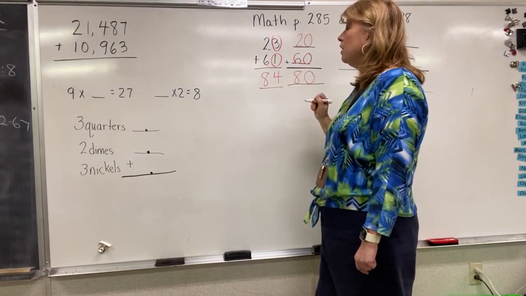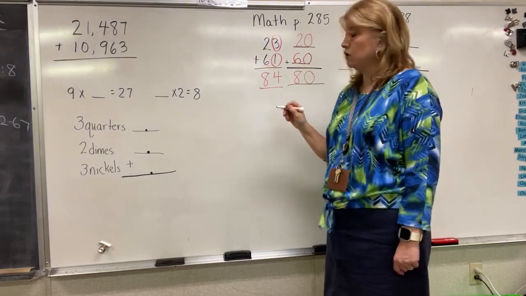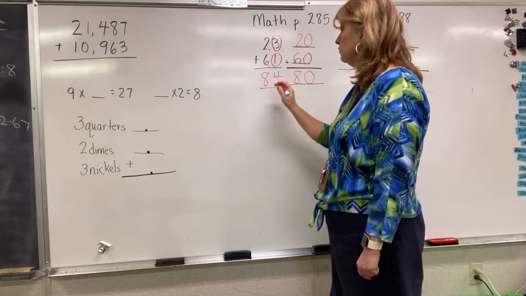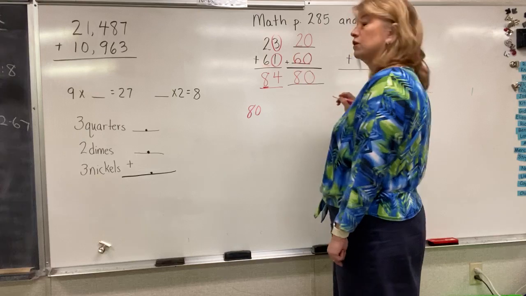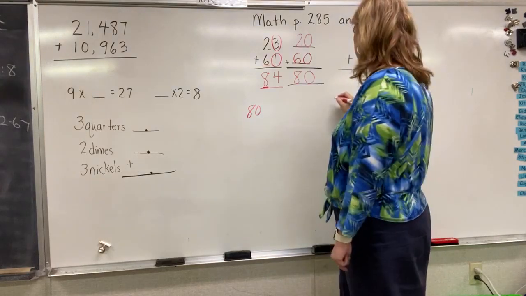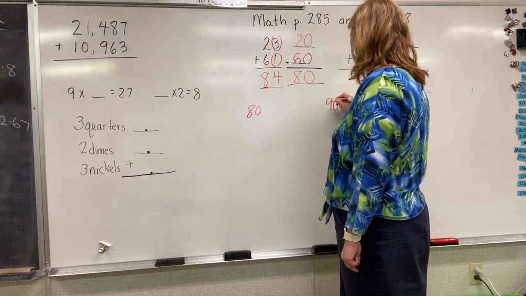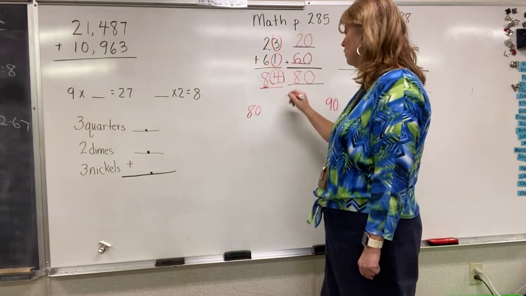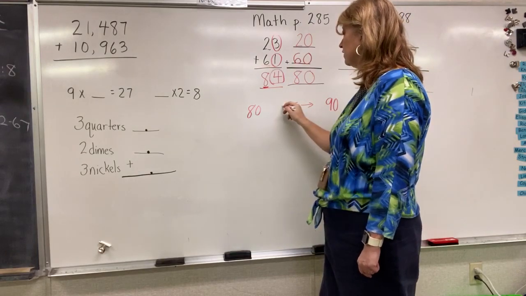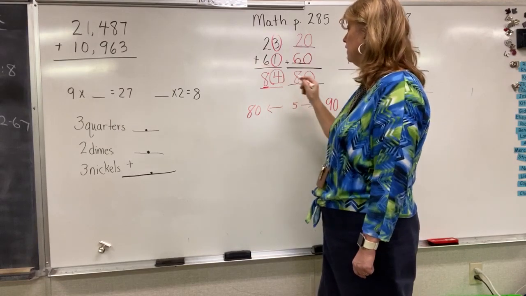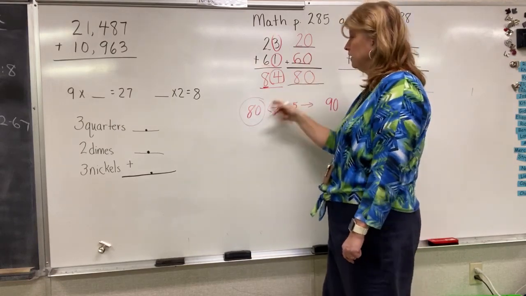If we were estimating 84, we would start with 80. And then what comes after 80 when you're counting by tens? 90. And then we look at the 4. Is it greater than 5? If it is, it goes to the 90. If it's less than 5, it goes to the 80. And it is 80, and that checks out.